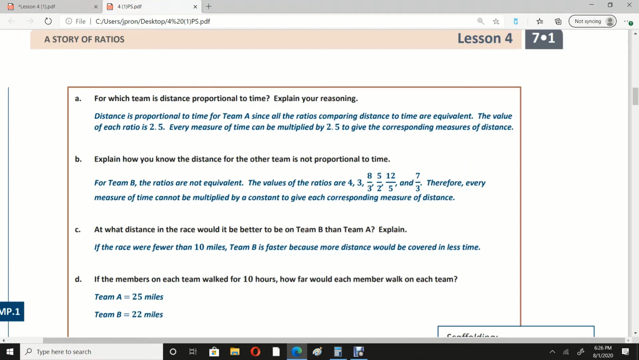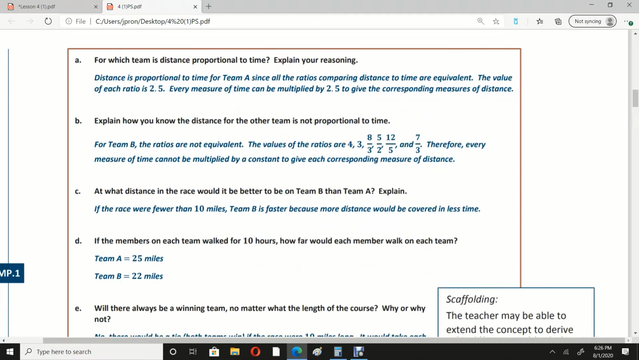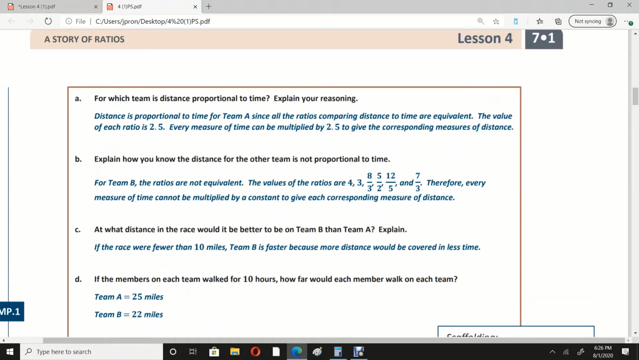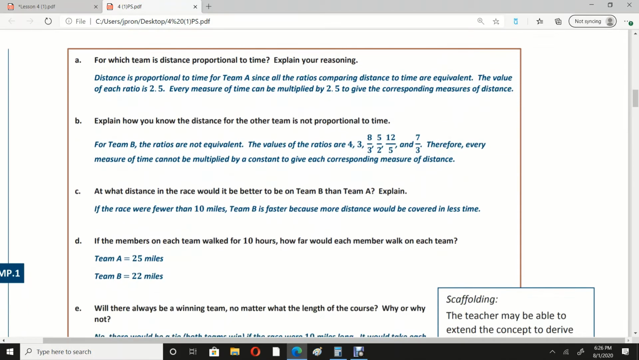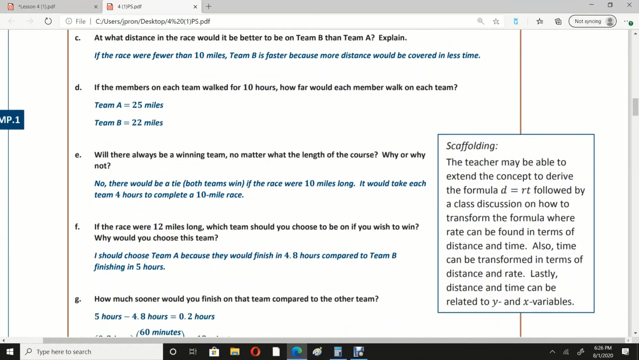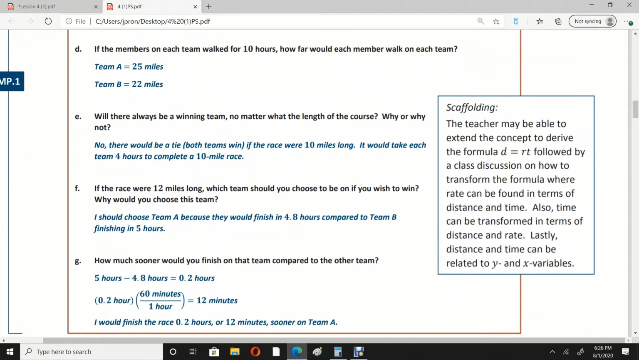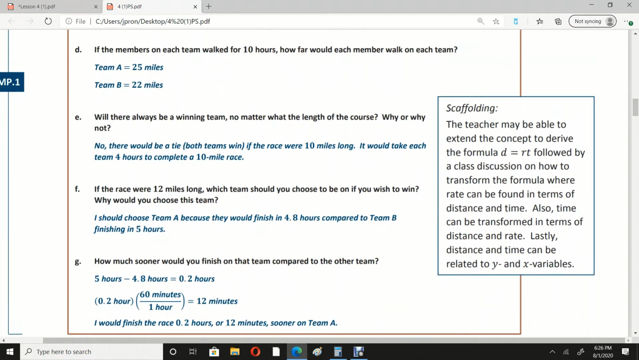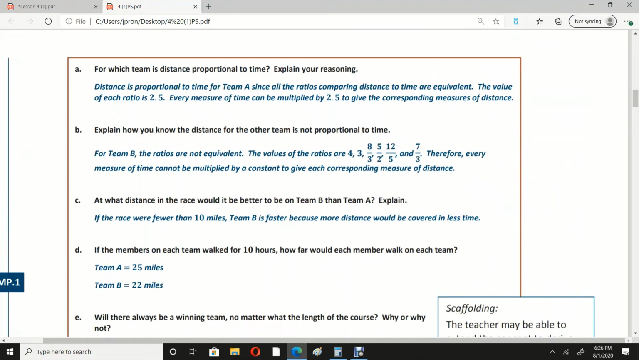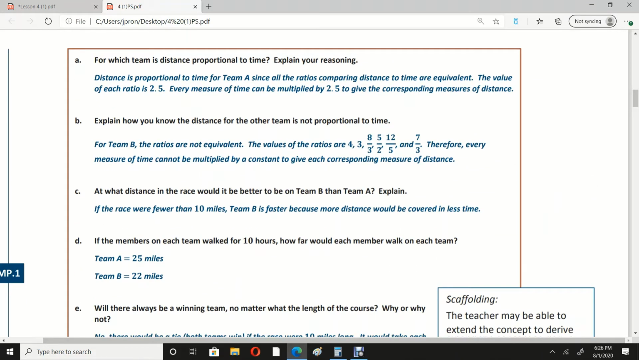Okay, so these are some examples of A+ work responses to these problems right here. This is directly from Eureka itself. You can pause it right here if you want to take a look at it and read them yourself. I'm going to go over them kind of quickly. That's A through D, and then the rest, E through G, right here with some notes alongside to go with it. Now look. All right, so for which team is the distance proportional to time?